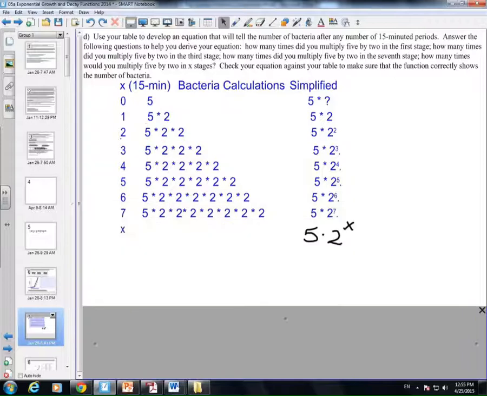It follows then that if I wanted to talk about X stages, any number of 15-minute periods, all I have to do is take 5 and then double it once for each of the 15-minute periods, and that is unknown, giving us this function equation. So, since we're talking about exponential growth, it appears to me that an exponential function is a function whose variable is an exponent, and that's what creates the significant rate of change increase over a short period of time.